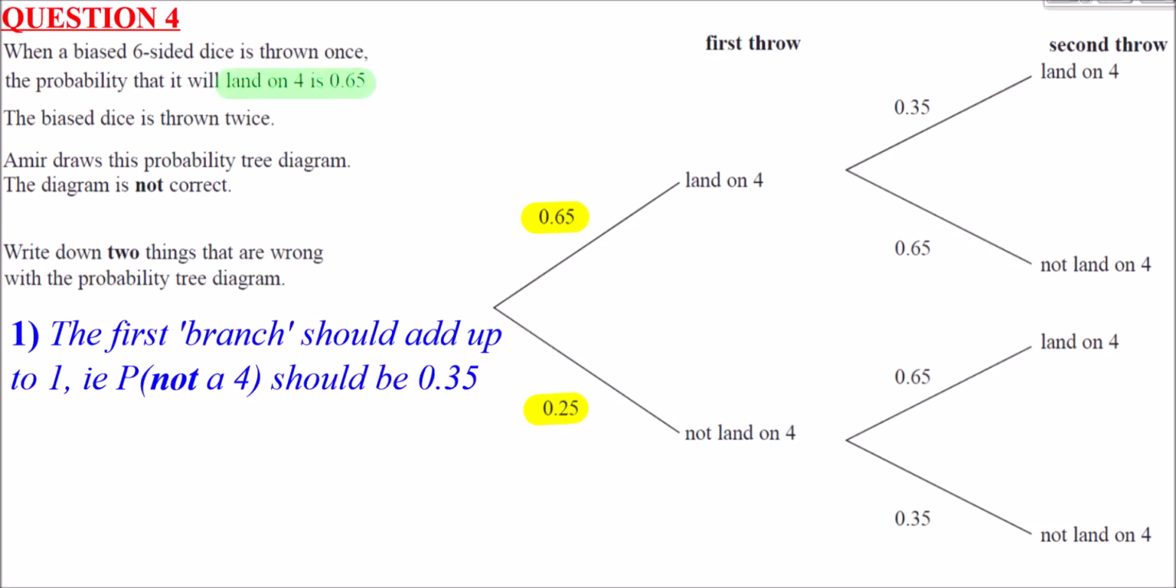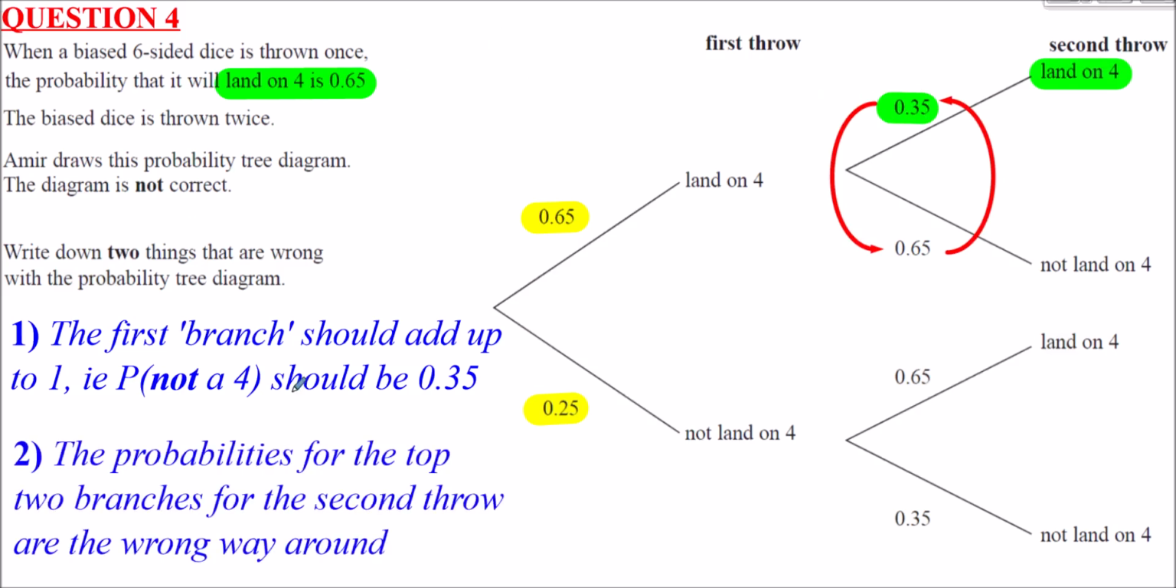Next, we're told clearly the probability that it lands on a 4 is 0.65. So that's right, but look over here. For the second row, that says 0.35 instead of 0.65. So these two here are in the wrong order. These need to be switched over. That's 0.35, should be 0.65 like I've said. So these need to do a little switcheroo. So the second thing you could say is something along the lines of the probabilities for the top two branches for the second row are the wrong way round. So 1 mark for each of those valid points.